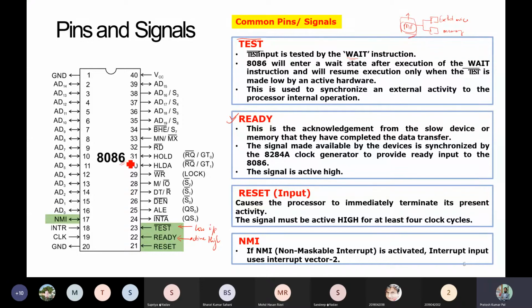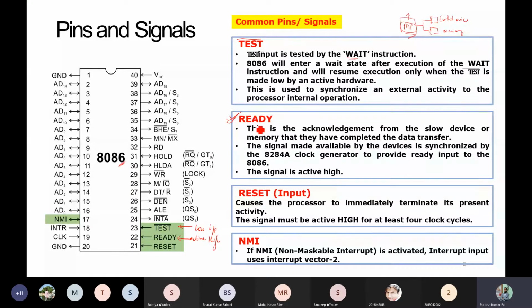So it will be ready for the 8086 processor. Once the data transfer has been completed by the external device, it will give a ready signal to the microprocessor, so that the microprocessor can take control of the data bus and all other buses, and perform its operation. It will be ready to execute the instructions. Before that, an external device was accessing the data bus and control buses to transfer the data externally. So this ready pin lets 8086 start its control of the data buses.